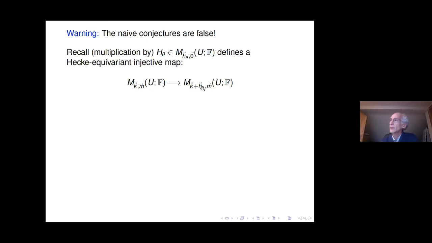So just to remind you briefly what those weights look like, if p is unramified, then they're of the form zeros everywhere except a p followed by a one. And if p is ramified in F, then some of the weights of Hasse invariants have adjacent ones in the indices.